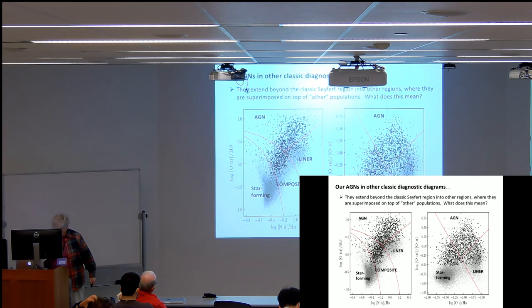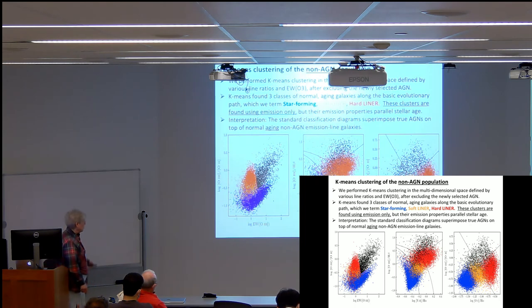I'm running out of time, so I'm going to go rapidly. We've identified a whole bunch of new AGNs using that new criterion. Here's what they look like in the old BPT diagram and in a related diagram using oxygen lines. And the interesting question is, in the old BPT diagram like this, we have our new AGNs, but there are an awful lot of other objects there. What are they? Are they mixtures of AGNs? Bottom line is that they're just aging emission line galaxies. They have aging stellar spectra. They have aging emission line properties. We did a k-means clustering on them and identified three different classes. These are star-forming, these are fully quenched LINERs, and these are intermediate.